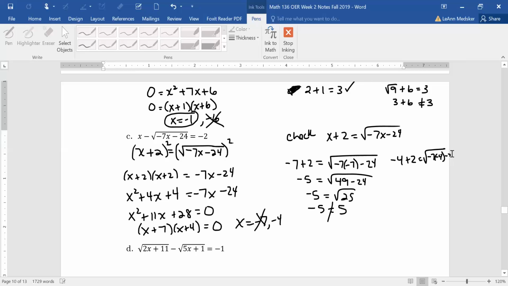So if both of your solutions, or all of your solutions, cancel out as being not good, then you know that this is a no solution problem. So we get -2 equals the square root of 4, and square root of 4 is +2 since that's the principal root. There is not a negative in front of that root. So if both of them fail, then the answer is no solution.